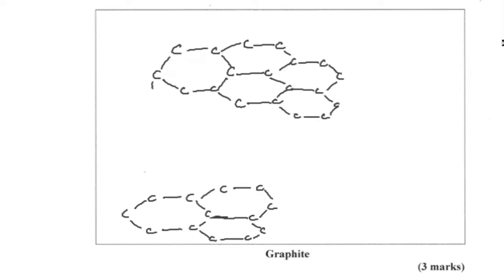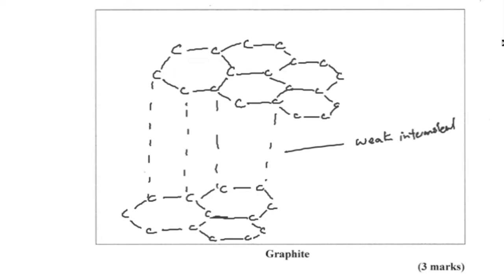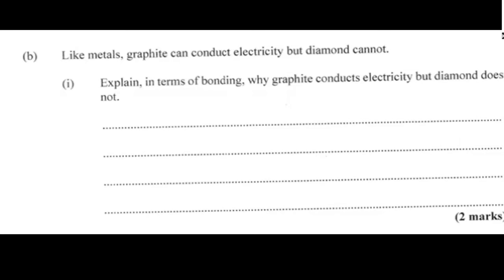So in between the layers, we have weak intermolecular forces of attraction holding them together. Right? So that's that. These would be weak intermolecular forces, or we could call them van der Waals forces. And these are our hexagonal rings of carbon. That would give us our marks.